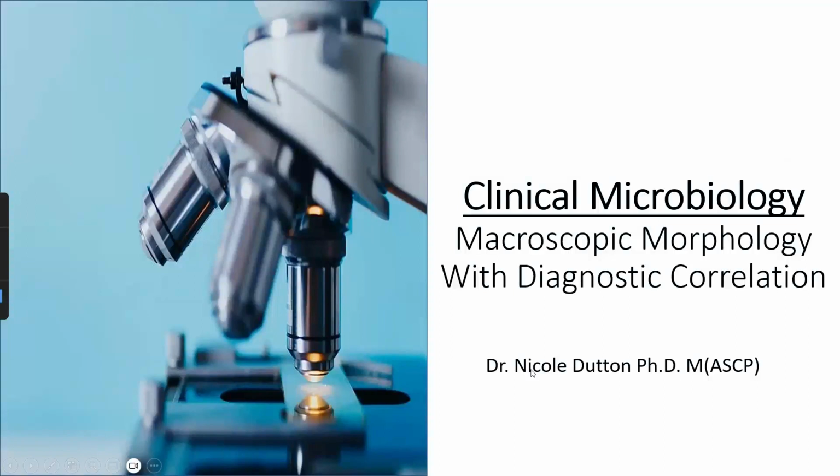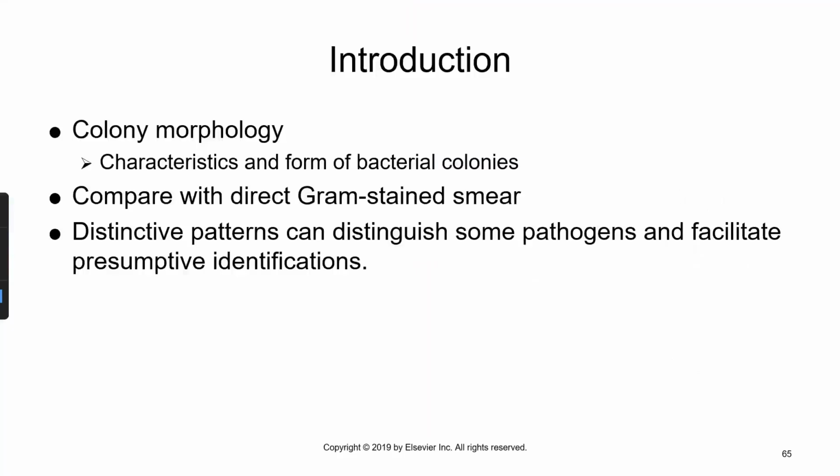Macroscopic morphology with diagnostic correlation. So when we receive specimens in the lab, the first thing we're going to do is gram stain them or look at them directly under the microscope, if indicated. But the very next thing we're going to do, or the very first thing if the gram stain isn't indicated, is we're going to plate them. And we're going to put the bacteria or the specimen on different types of plates based on the specimen source.